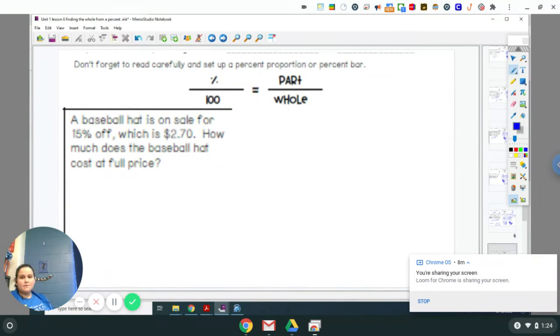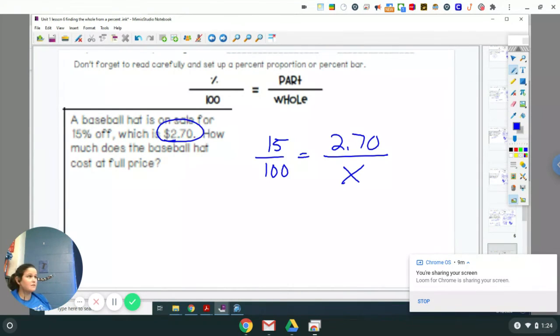Okay, a baseball hat is on sale for 15% off, which is $2.70. How much did the baseball hat cost in full? Okay, well, you have the 15% over 100. This 15% is $2.70. So that's your part. And then your whole, you don't know. That's what you're trying to find.